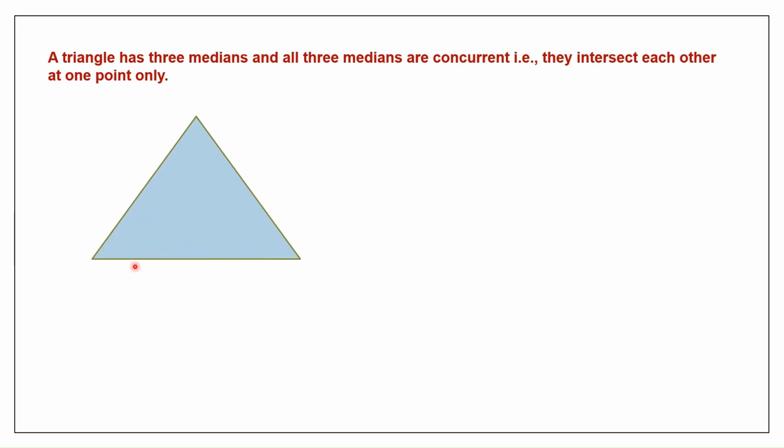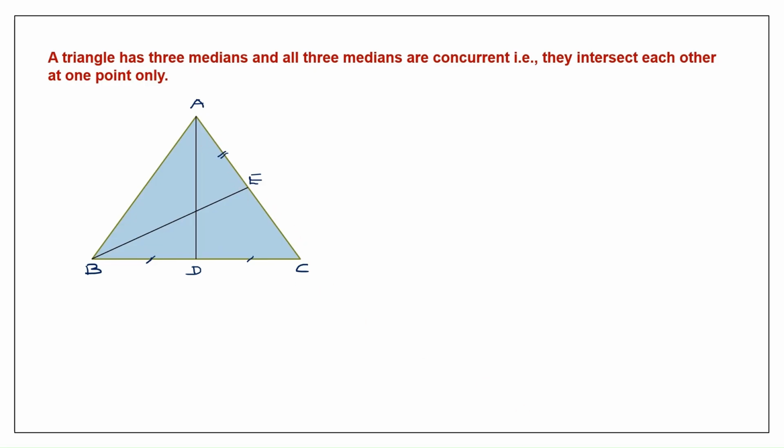So here we have a triangle, let's name it triangle ABC. Now here we have a median from A. Let's name this midpoint as D. So AD is the median of BC, and this midpoint D has divided BC into two equal parts. Now we have the next one, that is a median starting from the midpoint E. This is the midpoint of the side AC. It has divided AC into two equal parts.